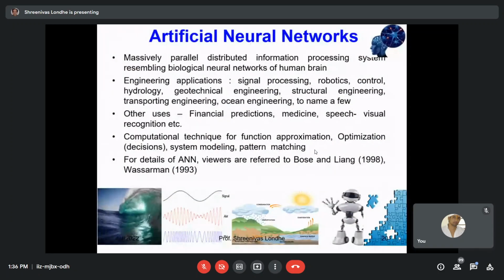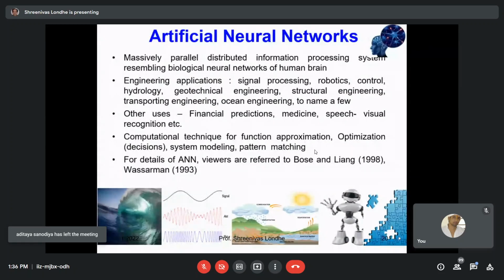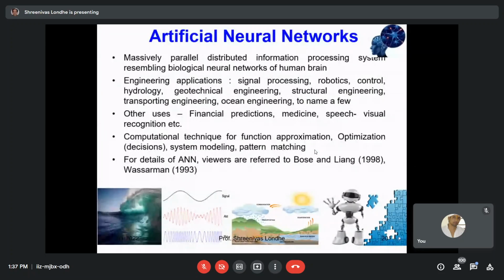By definition, it is a massively parallel distributed information processing system resembling the biological neural networks of the human brain. We have just seen so many examples of that resembling. Yes, it processes information. Neurons process the information. How? We will learn that. But this NN has different applications in all engineering fields that we have seen. Again, I'm not going in depth with that.